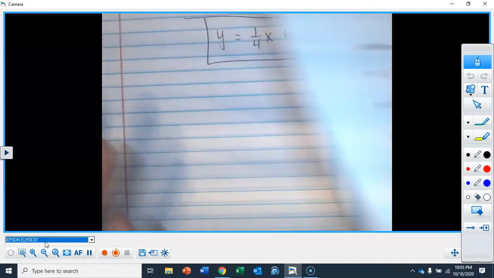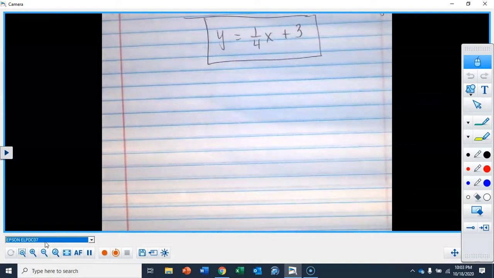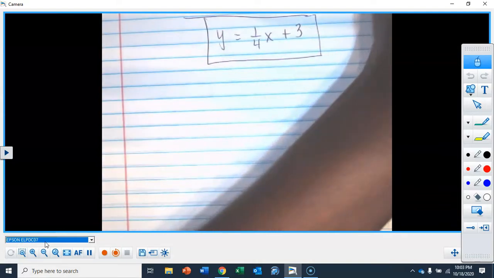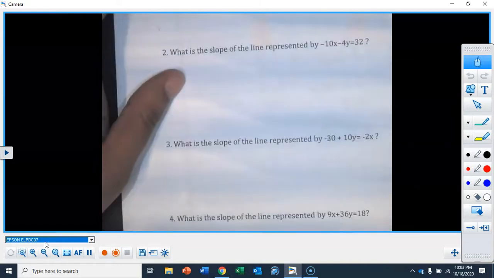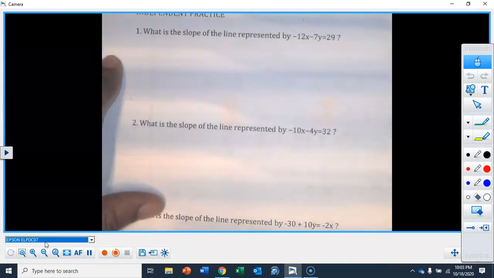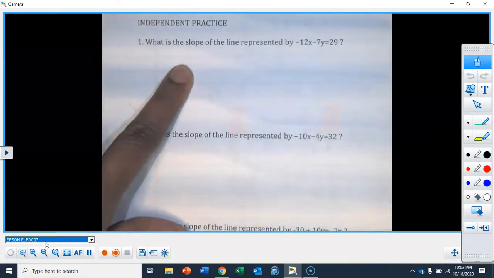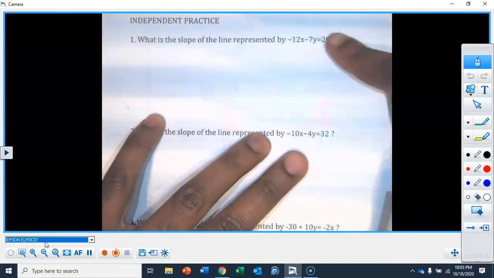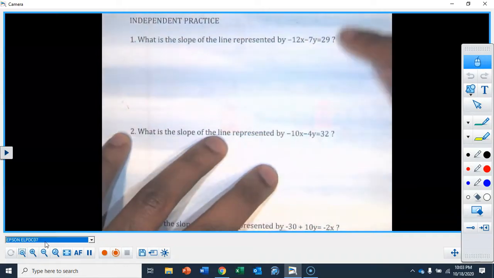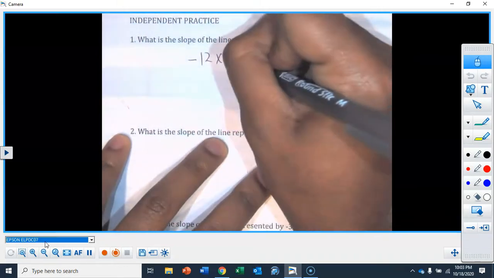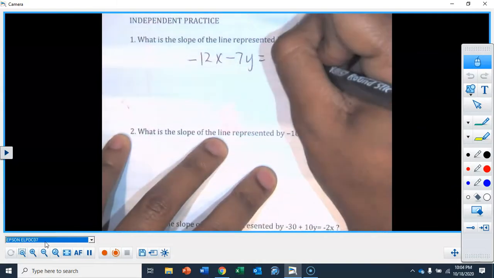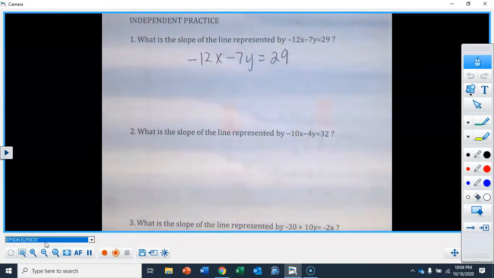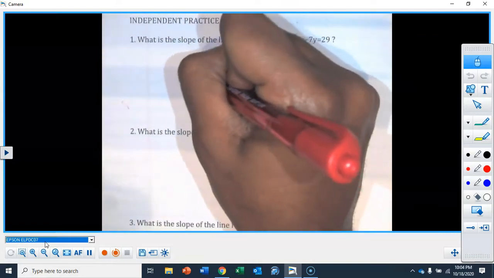So now let's go to the independent practice. I'm going to move pretty quick. Okay, so for the independent practice, they look like this. We did these. So for this one, what is the slope? What is the slope, right? So we're changing standard into slope-intercept. So again, the first step is, I'm going to rewrite this. We're going to move the x term. So we're going to add the 12x because we want to change the sign.